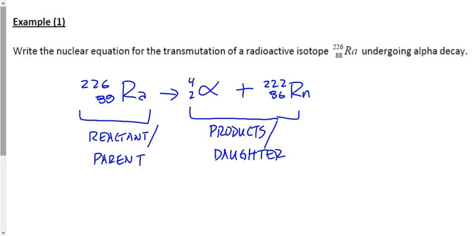Now, just because we've illustrated a nuclear reaction, a radioactive decay reaction here, where radium decays into radon, that parent decays into this daughter, that doesn't mean that radon is not radioactive. It can itself decay because it's not stable.